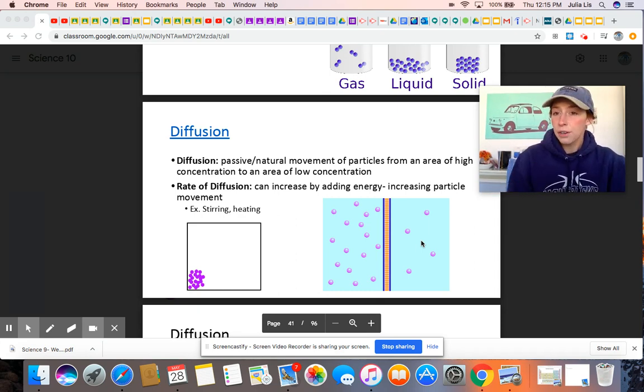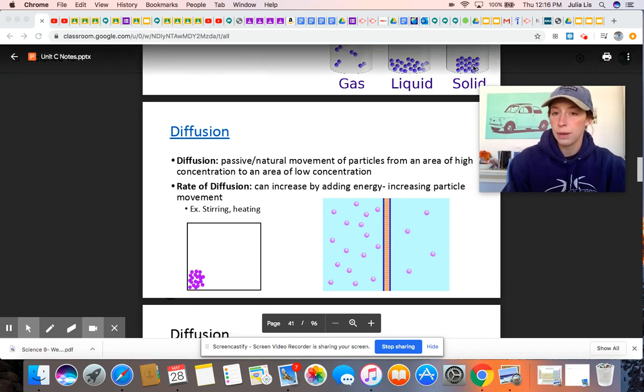But we can increase diffusion, and one common method is heating up a substance. When you heat something up, like going from a solid to a liquid to a gas, you're adding energy. By adding heat, thermal energy, you're increasing the movement of those particles. They're going to move really, really fast, and so they'll quickly disperse. That's one way you can speed up the rate of diffusion.